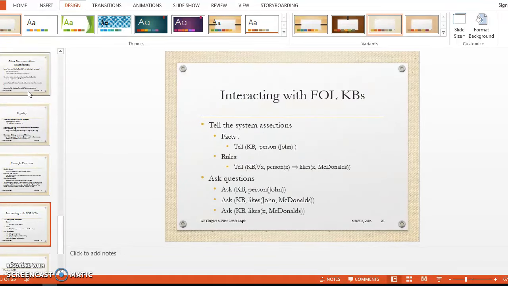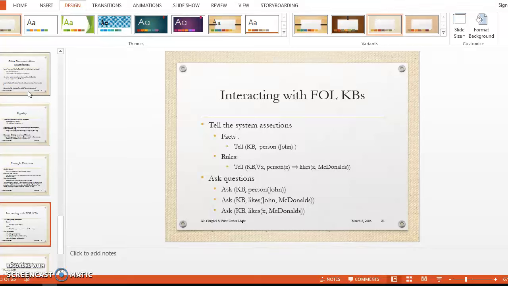And next one, interacting with first order logic and the knowledge base. So once we have created all the sentences, we are going to interact with the knowledge base, because the agent gives more information to the knowledge base. The knowledge base contains some information about the world. So the particular agent is going to interact with the knowledge base.